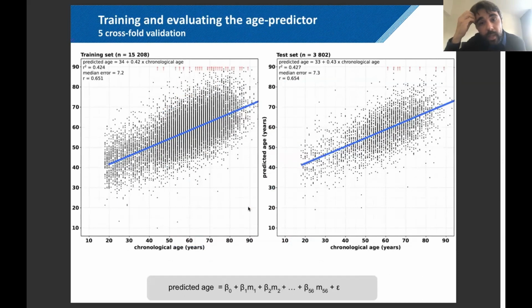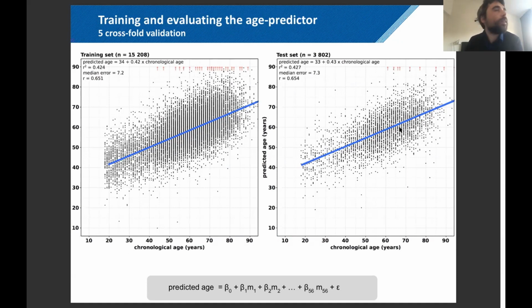We evaluated our predictor in several ways, for instance using a 5-fold cross-validation, where you divide the data into 5 equal pieces, and every time you train on 80% and evaluate on 20%. You can train a predictor with a linear regression. Here is the actual age and here is the predicted age, and you can see that we predict age reasonably well. Also in an independent set, we can evaluate, and again it is predicted reasonably well.